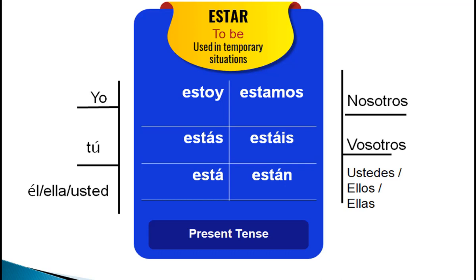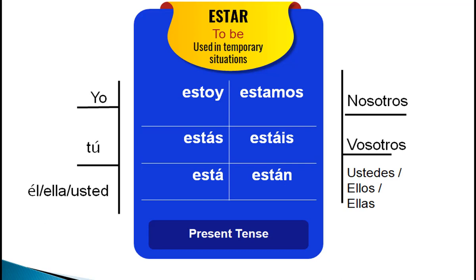In Spanish language, accents are very important. If we forget to mention the accent while speaking or while writing, the word can have an entirely different meaning. So over here, when we are looking at the él, ella, usted form of estar, we see there's a little accent on A, which is está. If we forget to mention this accent, it can actually mean this. So esta without the accent means this, esta.